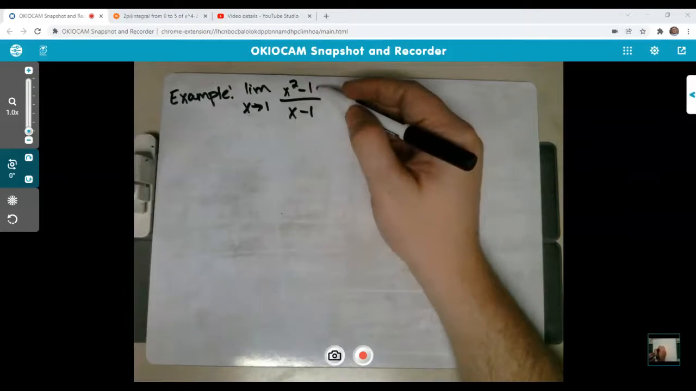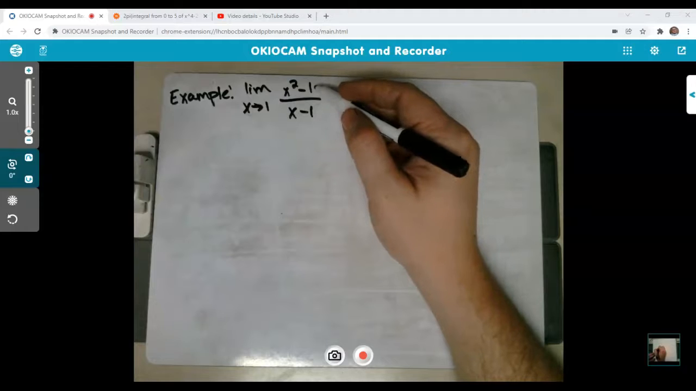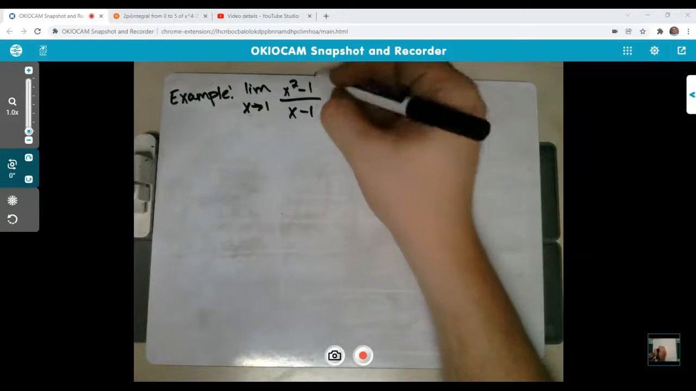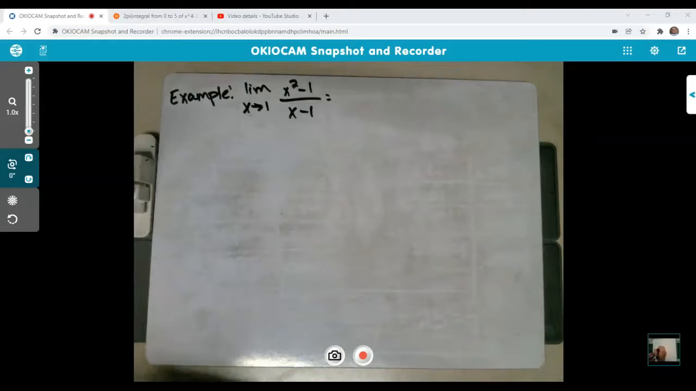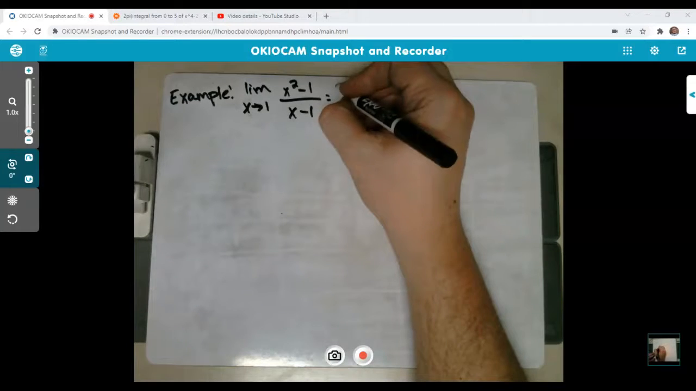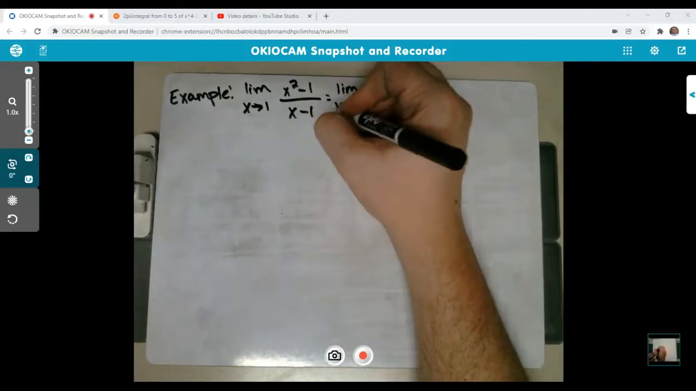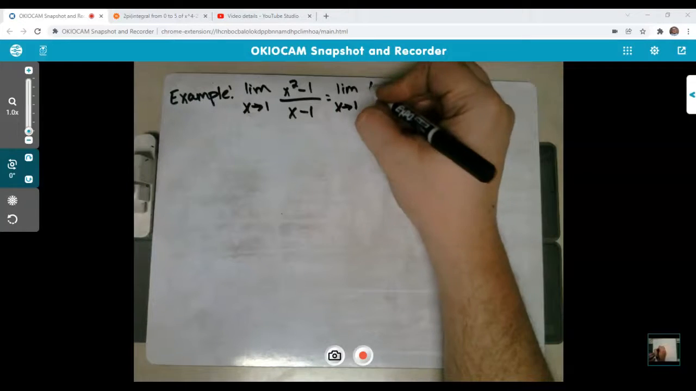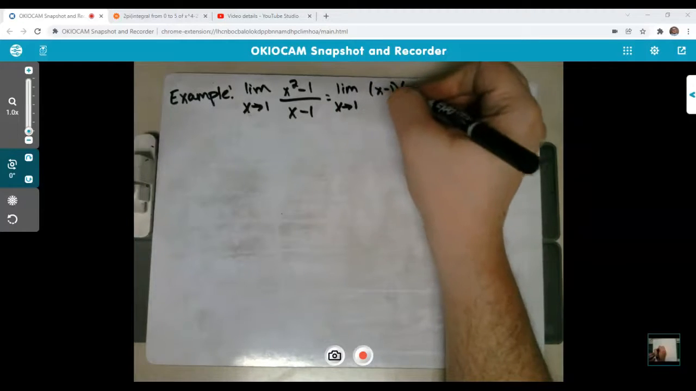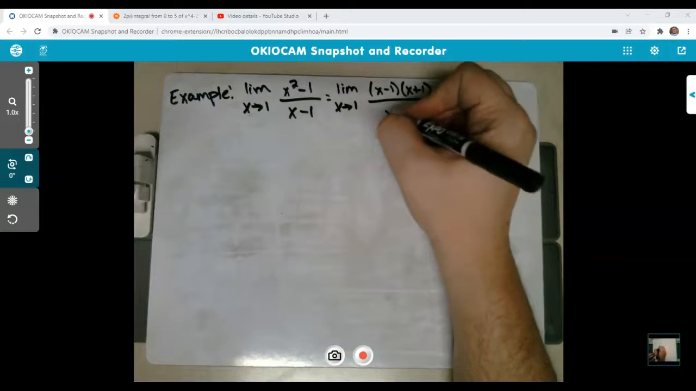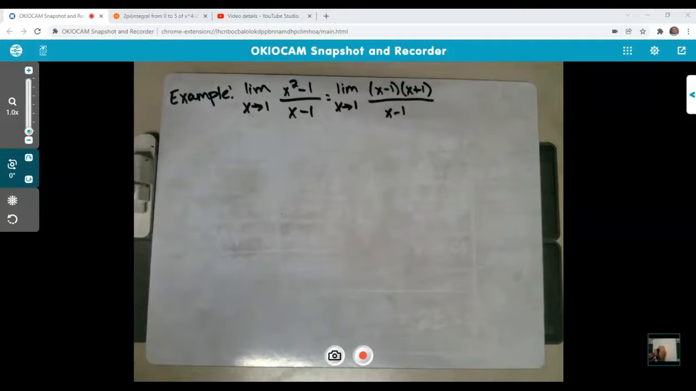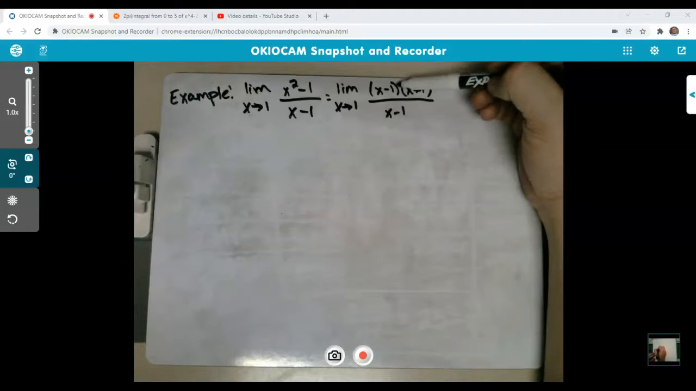If I look at the top part, I see x squared minus 1 can be factored, right? X squared minus 1 can be factored to be x minus 1 times x plus 1. So let's do that and see if it helps us. That's going to be equal to the limit as x approaches 1 of x minus 1 times x plus 1 over x minus 1. Now let's see why that might have been a helpful step. If you notice, x minus 1 appears on top and down here, so I can actually cancel them out.